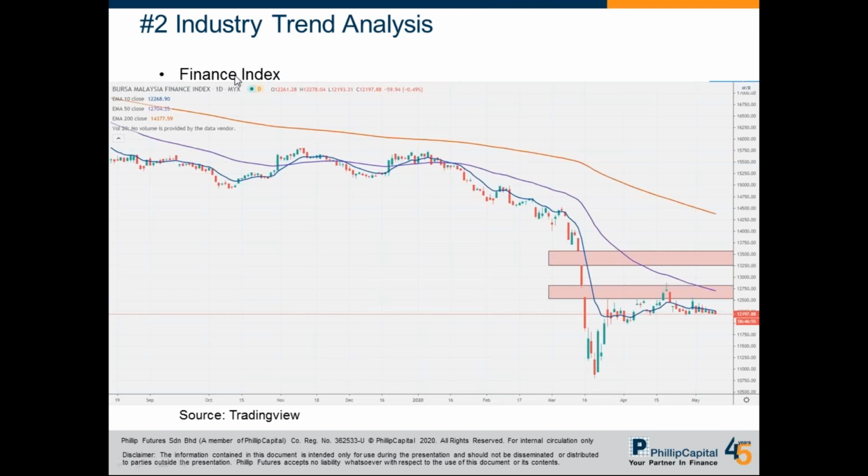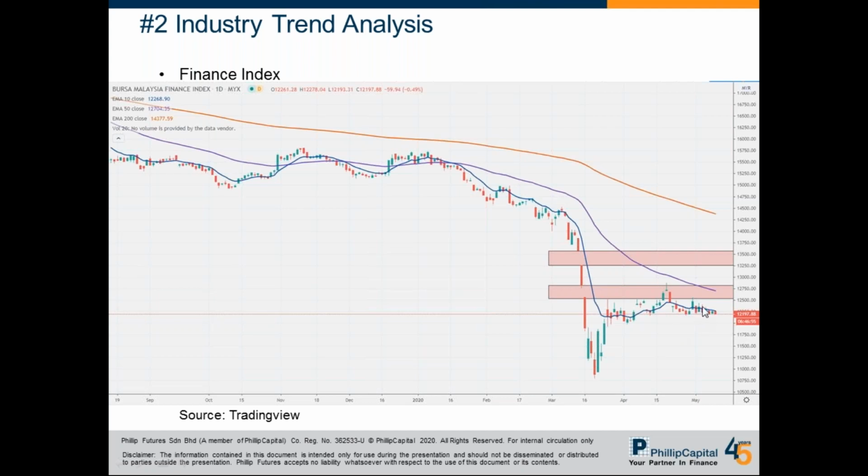So first, industry trend. What are industry trends? Industry trends are the indexes of that particular sector. So the first one we will look at today will be the finance index. If you use the 10 days EMA and 50 days EMA, how do you look at the finance index?